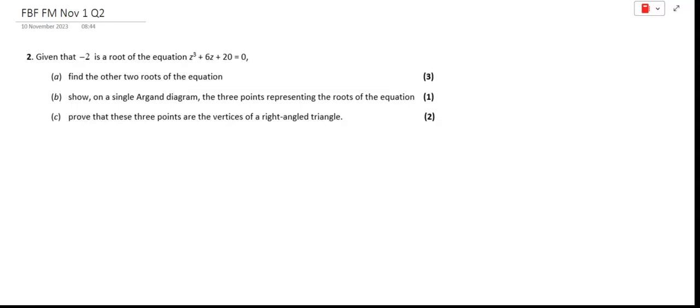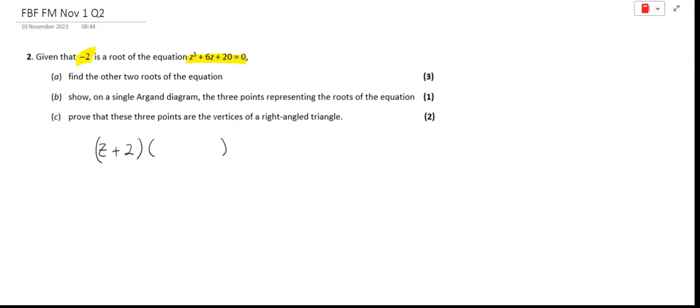Question 2. In this question, we've been told that minus 2 is a root to this equation, and we've got to find the other root. So if minus 2 is a root, then we know that when we factorize this, we're going to get z plus 2 and something over here.